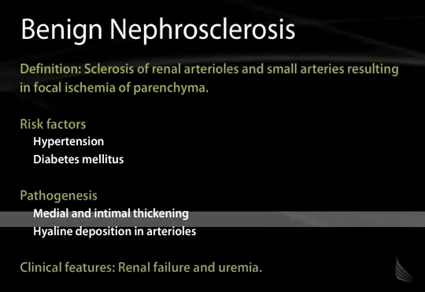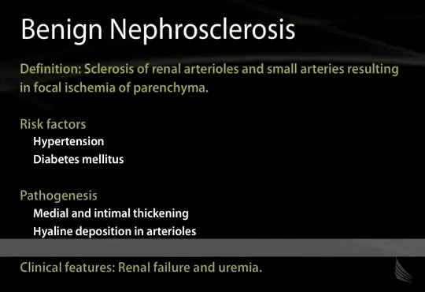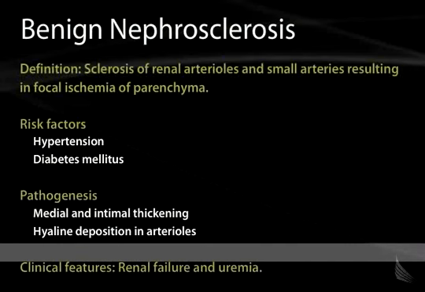In hypertension, this is from proteins being pushed out of the plasma into the tunica media. In diabetes, this is again from non-enzymatic glycosylation of proteins, which get deposited in the walls of these arterioles. If this happens over a long period of time, you can actually develop renal failure and uremia as a consequence of this, because you get repeated focal ischemia of the kidney.